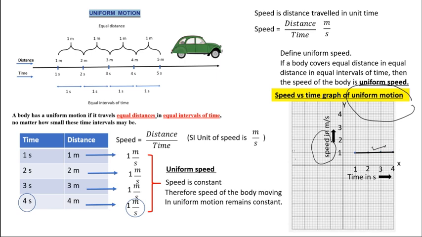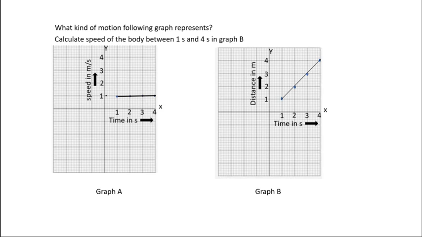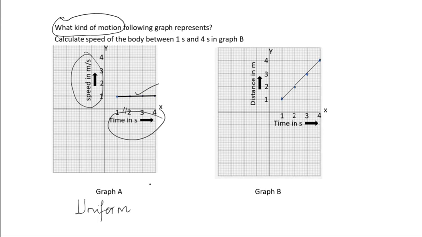One side y-axis speed and x-axis time. So y-axis speed and x-axis time. And if you find a straight line graph parallel to the time axis, then what kind of motion is it? Uniform motion. You should not write uniform speed, because what kind of motion is asked? So uniform motion. We have already learned that if the speed remains constant, how much is the speed here?